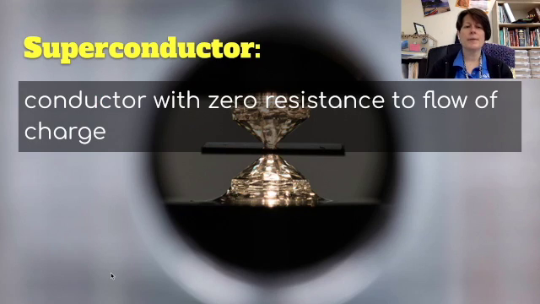And then one you probably have not heard of is a superconductor. This is a conductor with zero resistance to flow of charge. This is kind of an extreme case in that there are some materials that behave as superconductors at very low temperatures. And here in the background, this is a material that is made of carbon, sulfur, and hydrogen between two diamonds under very high pressure that will also act as a superconductor.